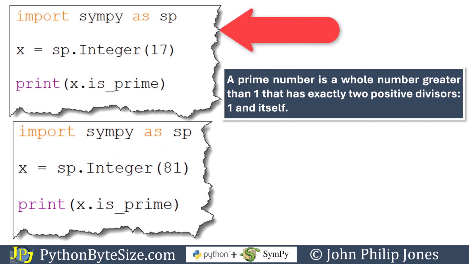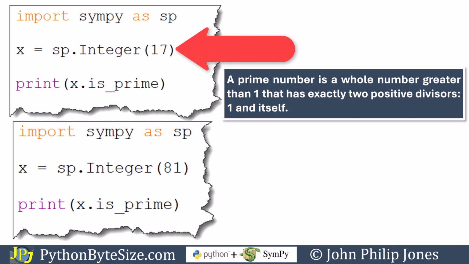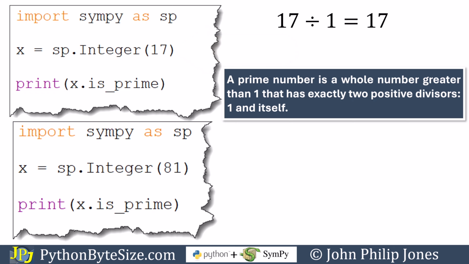A prime number is a whole number greater than 1 that has exactly two positive divisors, 1 and itself. Now you can see this computer program has created an integer that has the value of 17. Now the question is, is 17 a prime number? Let's consider it. We know we can divide 17 by 1 to give us 17. It goes exactly. We also know we can divide 17 by 17 to give us 1.